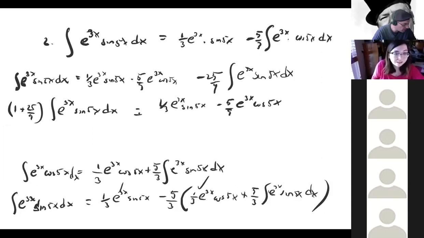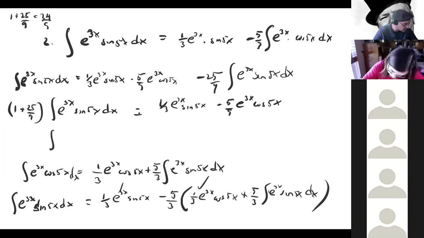Okay, so now I want to solve the problem. So first of all, what is 1 plus 25/9? Well, that's 9/9 plus 25/9, which is 34/9. So 1 plus 25/9, I'll write that here, is 34/9. In order to divide by that, I have to divide both sides by 34/9, which is the same thing as multiplying by 9 over 34.